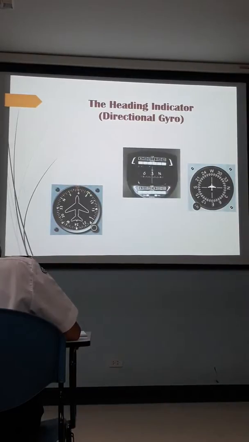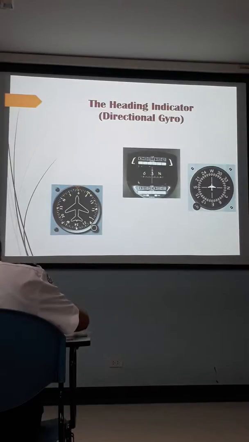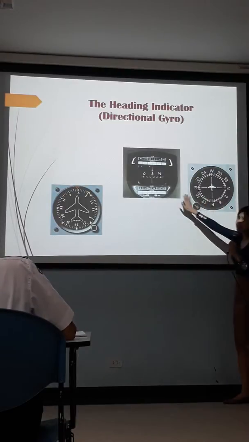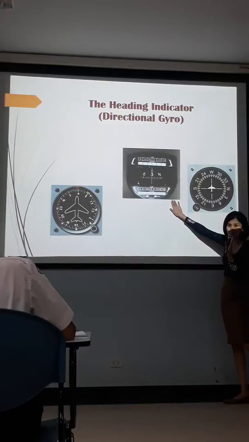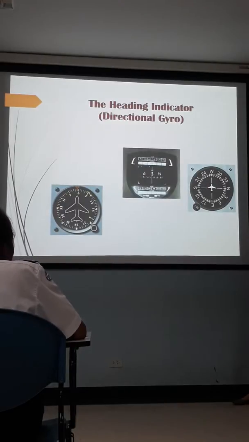Question: why do we need to have two? Why not only the magnetic compass? Why not only the heading indicator? Why do we need two? In case one is damaged or has any problems, we can use the other one. But actually, the reason is that the magnetic compass is really stable, very stable. But it's really hard to read. When the airplane is in some motions, it's really hard for the pilot to read the magnetic compass.